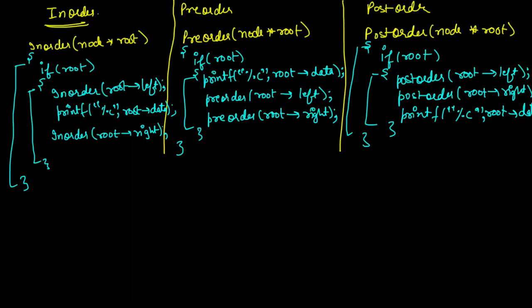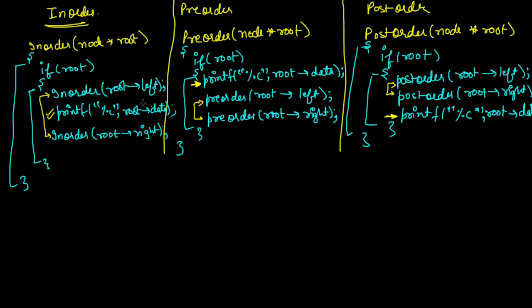Correct. So as you can see in all these programs, what is the difference you can find? In all these programs, the printf statement in case of in-order is between the two recursive calls. In pre-order, as the name suggests, the printf will be before the two recursive calls. And here the printf is post, that means after the two recursive calls, and all these recursive calls are the same, calling the function itself.